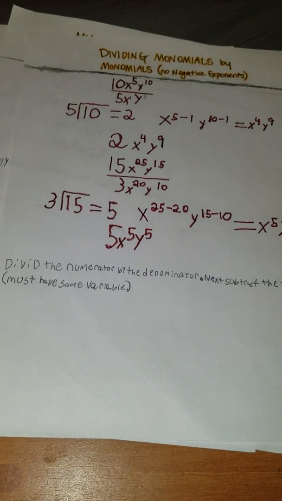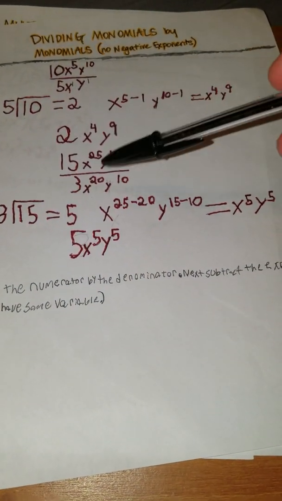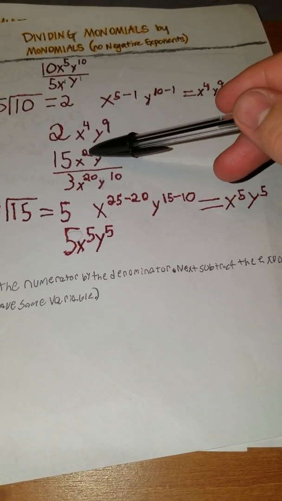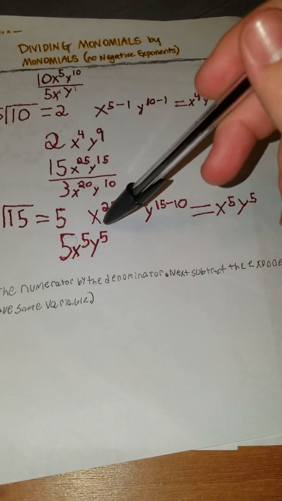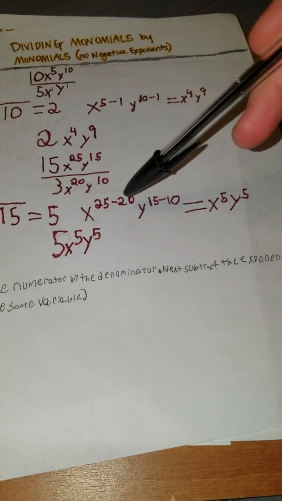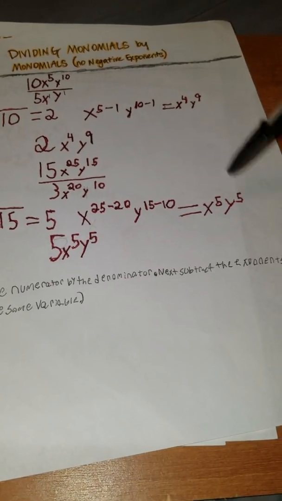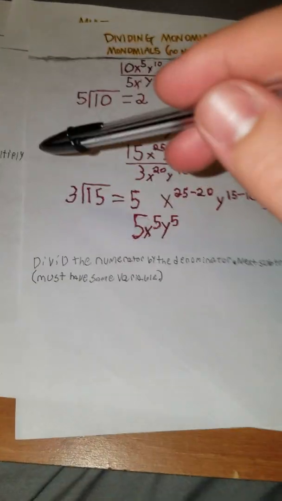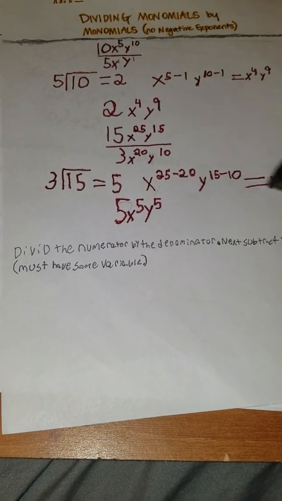Okay, so you would do the same as up here. Subtract the smallest number from the biggest number, and that's where it would go. So it would be x to the 25th power, subtract 20th power, then y to the 15th power, subtract 10th power. And it would be x to the 5th, y to the 5th, which would equal 5x to the 5th power, y to the 5th power.